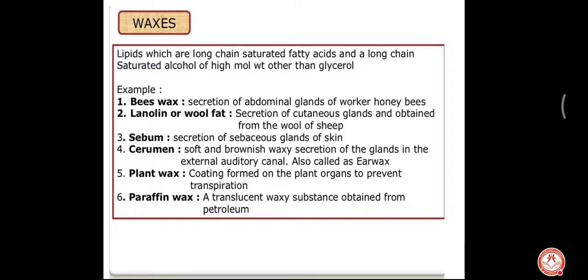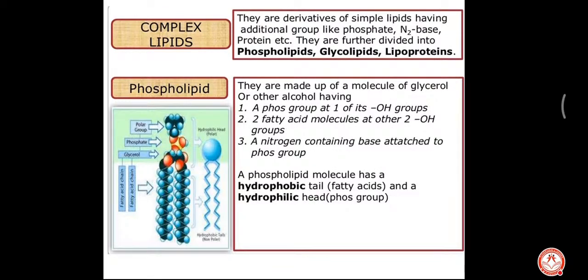In fats, there is a long chain fatty acid with a glycerol molecule, and in waxes a long chain saturated fatty acid with an alcohol other than glycerol. Examples of waxes are beeswax, wool fat or lanolin obtained from the wool of a sheep, sebum, cerumen, plant wax and paraffin wax. Complex lipids.